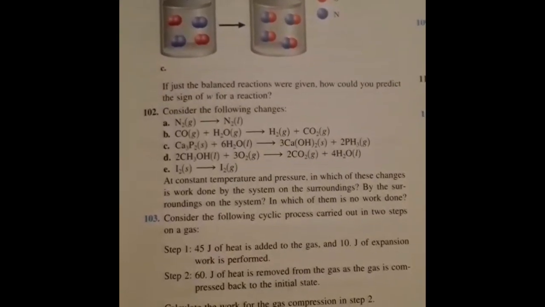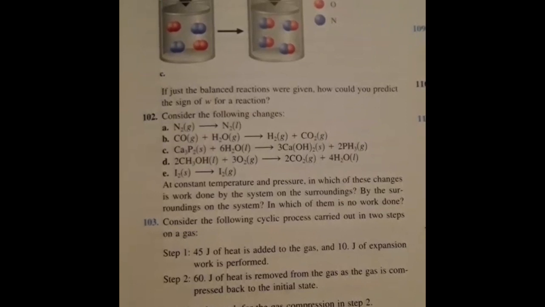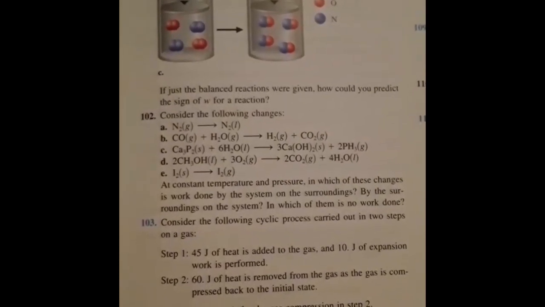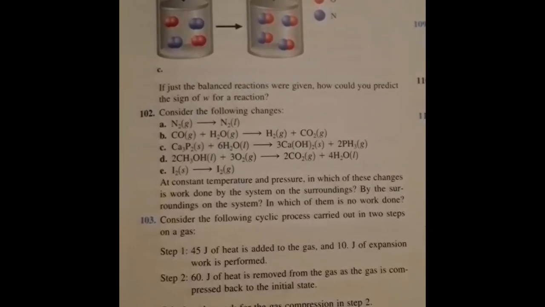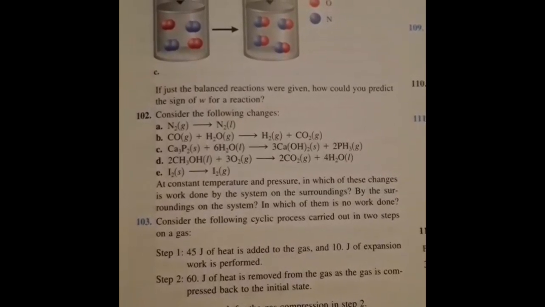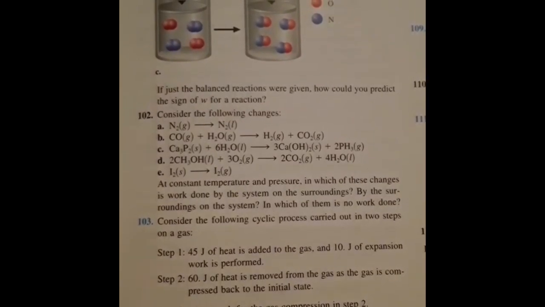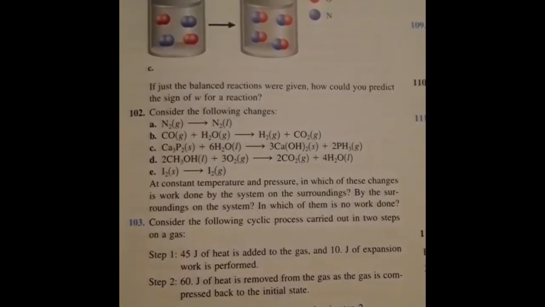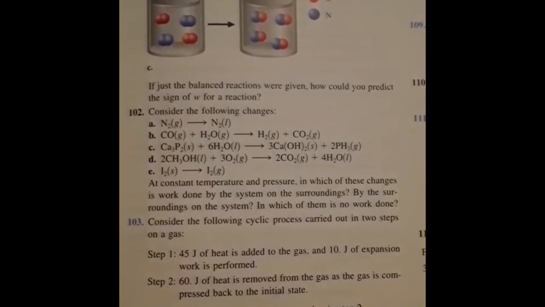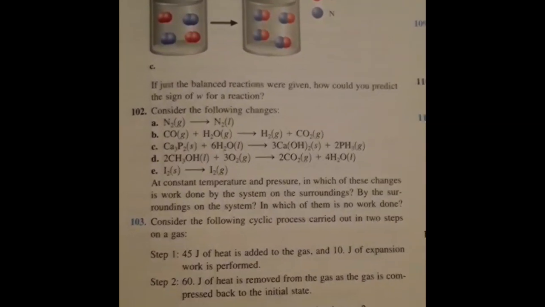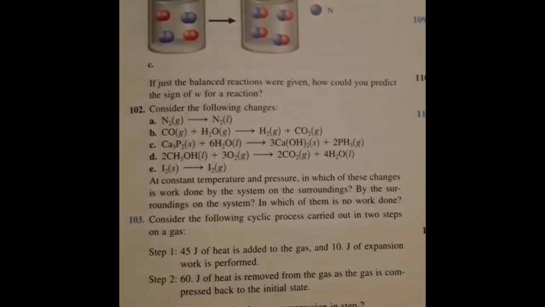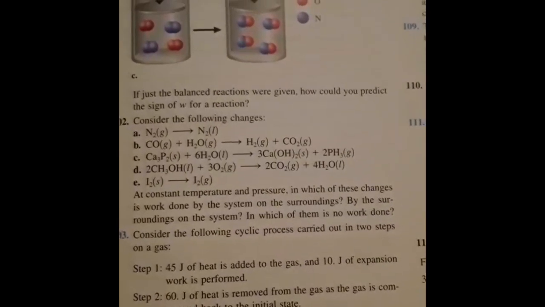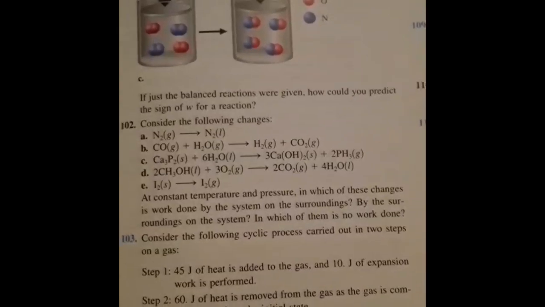Part D, 2CH3OH as a liquid plus 3O2 as a gas yields 2CO2 as a gas and 4H2O as a liquid. And in this part, work is being done by the surroundings on the system. And in part E, I2 solid yields I2 gas. And in this case, work is being done by the gas to the surroundings.